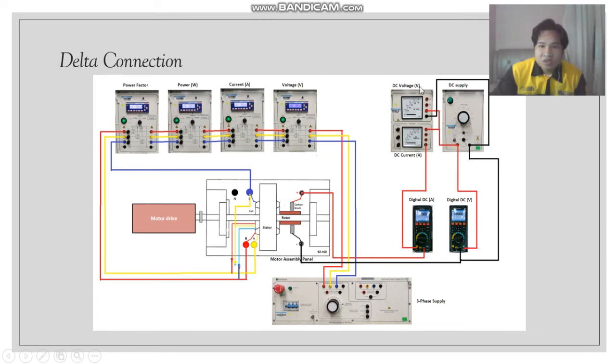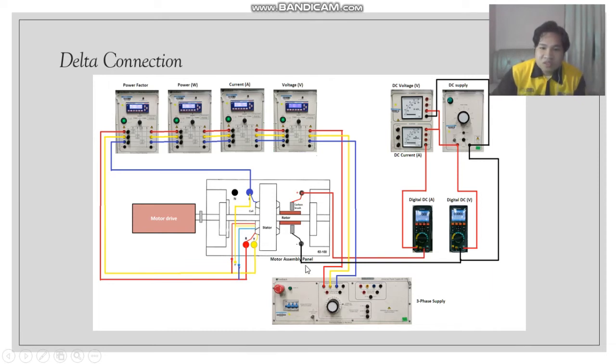Right here, we have our DC voltage supply, and this is our DC meter, which is an analog, and this is our DC voltmeter and DC ammeter, which is digital. These two meters are called digital multimeters. This is our three-phase supply, and then this is our AC supply.